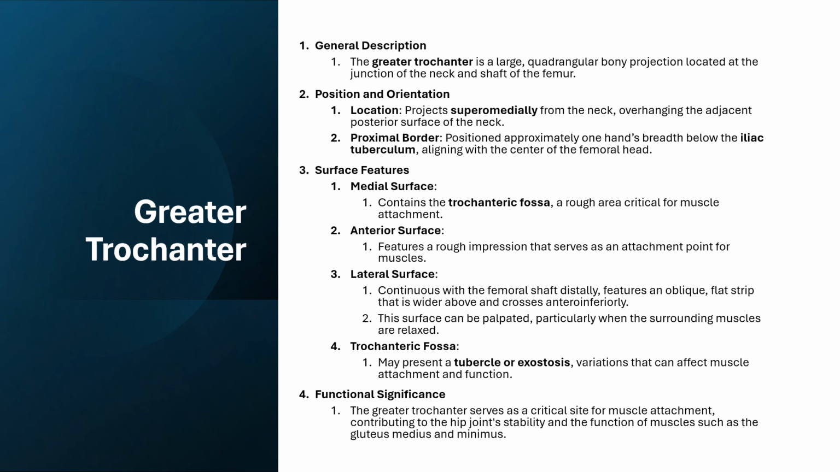There is a structured trochanteric fossa that presents as a tubercle or exostosis variation that can affect muscle attachment and function. There is a functional significance of the greater trochanter. It serves as a critical site for muscle attachment and contributes to hip joint stability and the functions of muscles such as the gluteus medius and minimus.